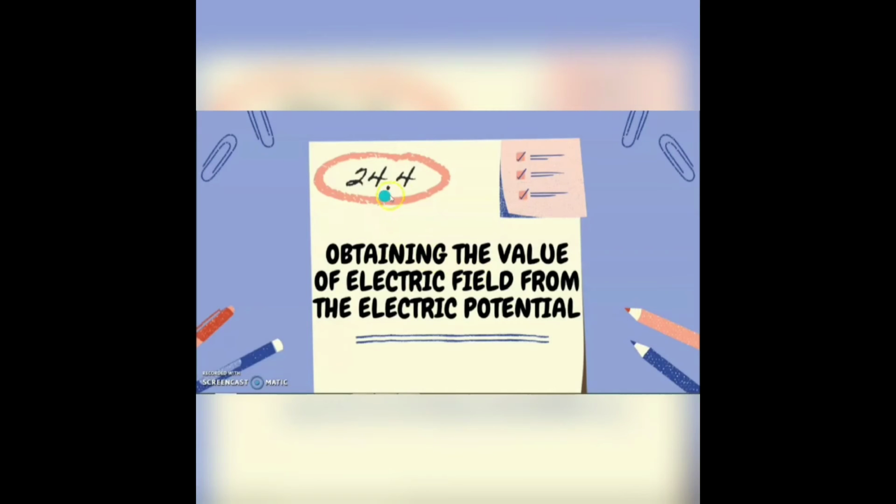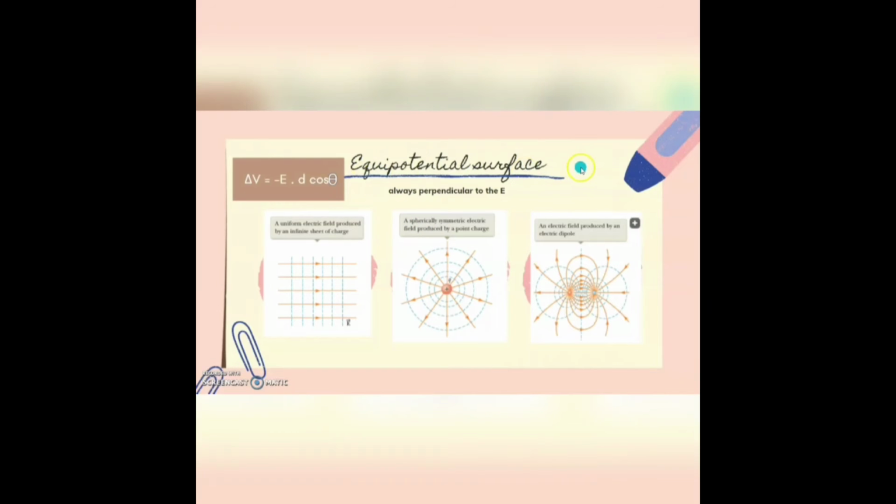Moving on to 24.4, obtaining the value of the electric field from the electric potential. In this subtopic, we're going to learn how to find the electric field if we only know the voltage in a certain region. So we're going to rearrange the voltage equation, and we get that the electric field is equivalent to negative delta V over delta x. So from this equation, the slope of V against x can determine the magnitude of E at that particular distance.